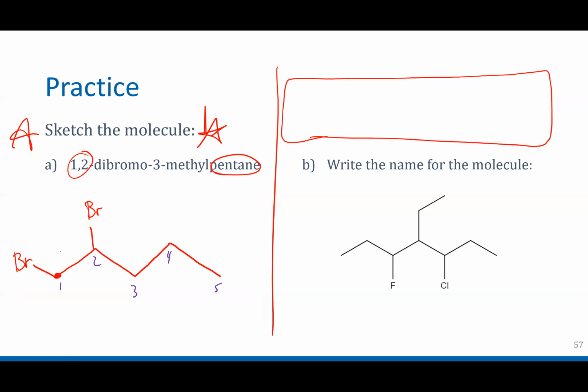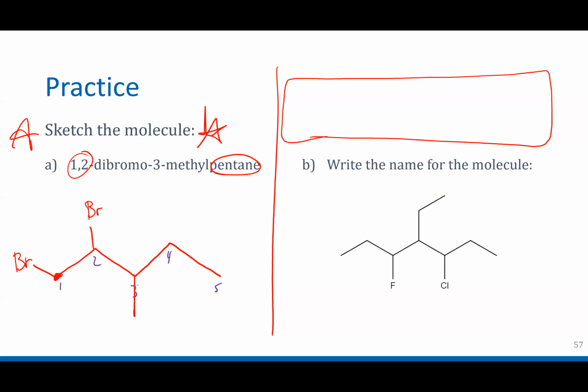Now notice, guys, that this doesn't make my carbon chain any longer. This is still just a bromo group. I'm not changing this to hexane. It's still pentane because this is my last carbon or my first carbon. And then on the third one, I have a methyl group.